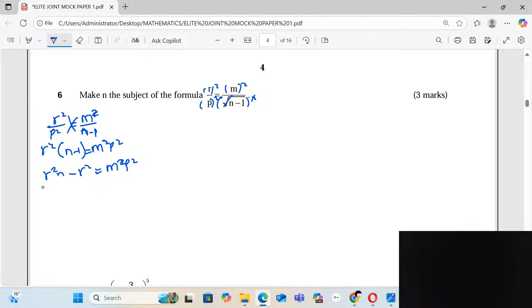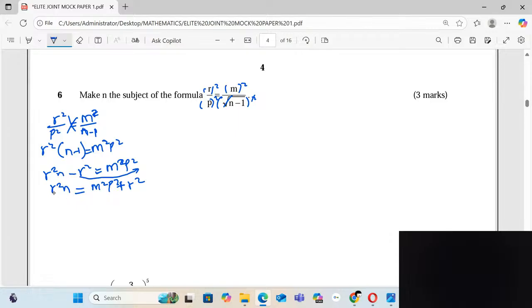Now we have to remain with n on one side. So this r squared can move to the other side. It is negative, minus r squared, so on the other side it will be positive. So you have r squared n is equal to m squared p squared plus r squared.